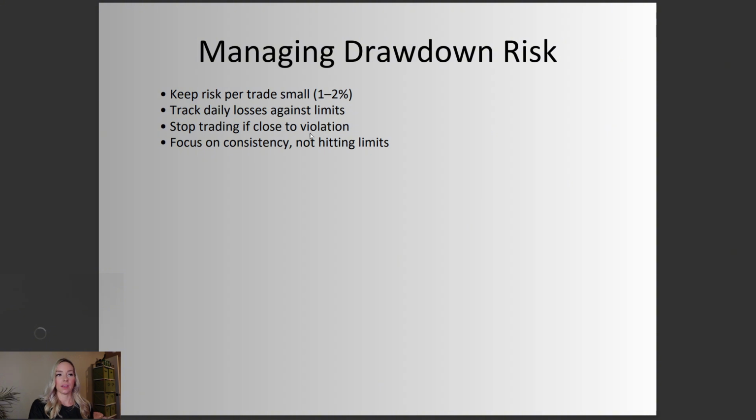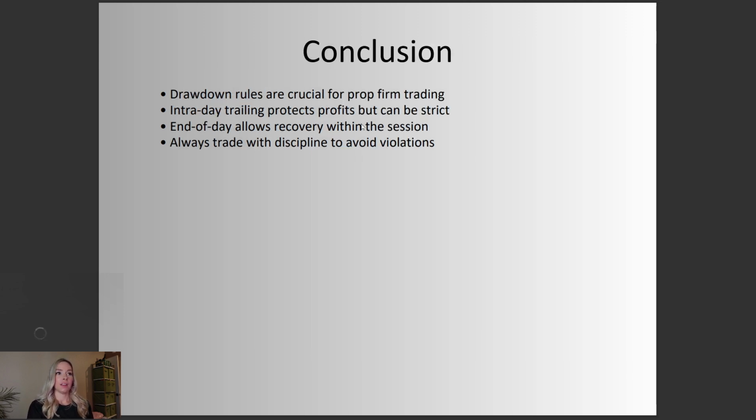And then obviously, we want to focus on consistency and not hitting those limits for our drawdown. No brainer there, right? The conclusion to this is the drawdown rules are crucial for prop firm trading. If you do not understand the drawdowns, then you're doing yourself a disservice because you're going to end up blowing these accounts repeatedly and potentially losing a lot of money. So with intraday, yes, it can be strict, but it's a way to protect your profits as well, especially with my trading style and the way I trail my trades. It's protecting your profits regardless, right?